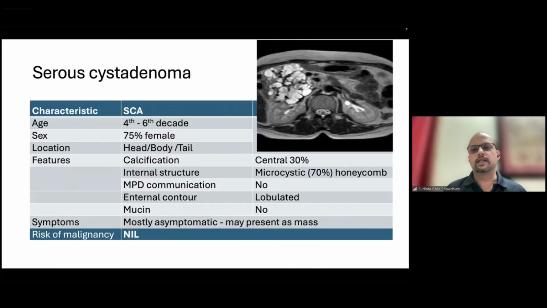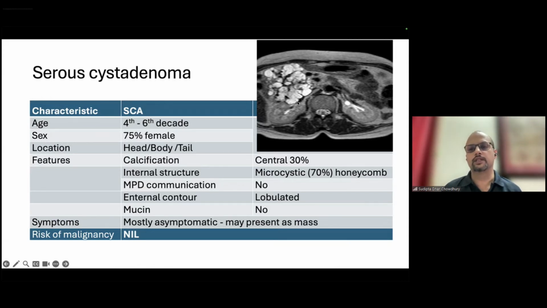Now, most of the serous cyst adenomas usually present in the 4th to 6th decade of life. 75% of them are usually in females. They can be located anywhere in the pancreas, like head, body, or tail. And one interesting feature of serous cyst adenoma is that 30% of them have central calcification. The internal structure consists of microcysts, which are small cysts, or larger cysts, and they sometimes have a very honeycomb pattern. There is no communication with the main pancreatic duct in a serous cyst adenoma.